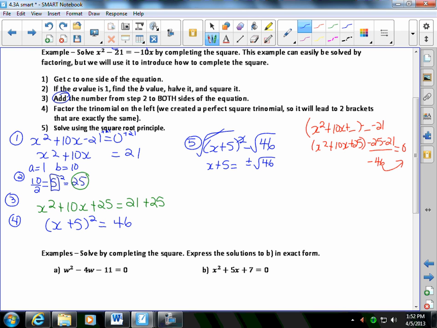The square root of 46 isn't a perfect square. We can't multiply out the perfect square from there, so we just leave it as plus or minus square root of 46. So that means my solution for this is x is going to equal, I have to subtract 5 from both sides, so negative 5 plus or minus square root 46. So you could write it out as x is equal to negative 5 plus square root 46, and x is equal to negative 5 minus square root 46, or you could just leave it like I had it here.